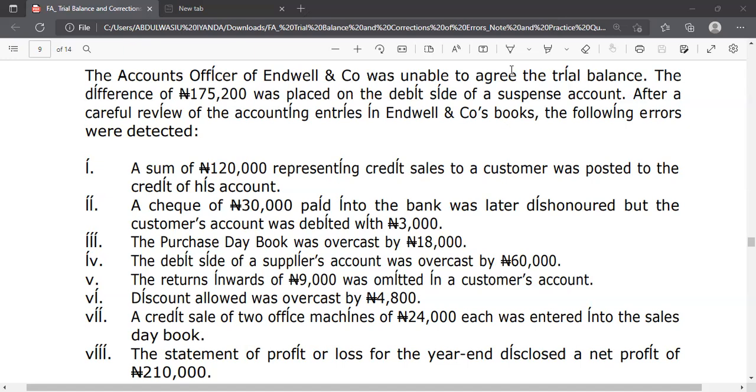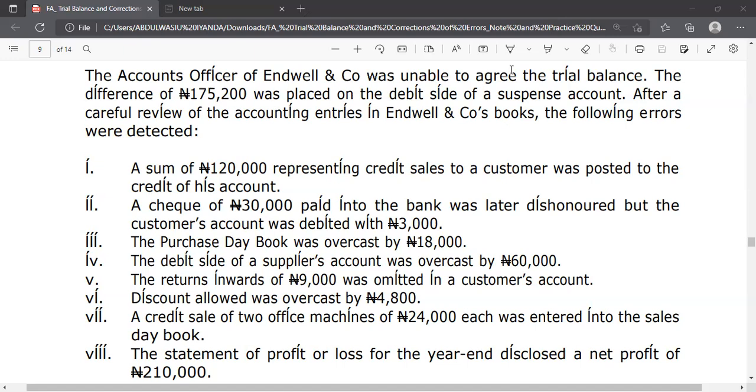What I'm saying now is that the check was dishonored. That's number one. And the customer account was debited. Debiting the customer account, is it correct or is it not correct? Yes or no? It is correct. Okay, now hold on. Thank you very much. Yes, you say it is correct.